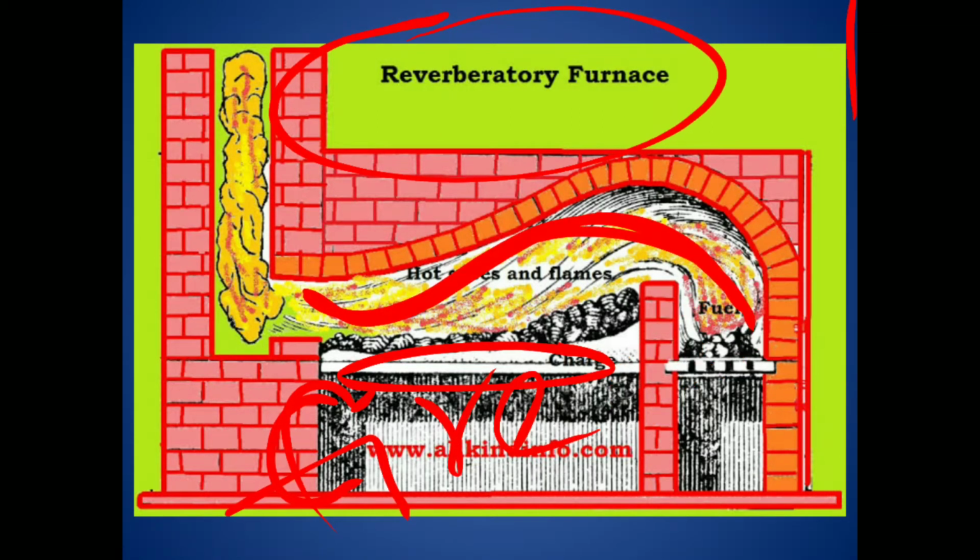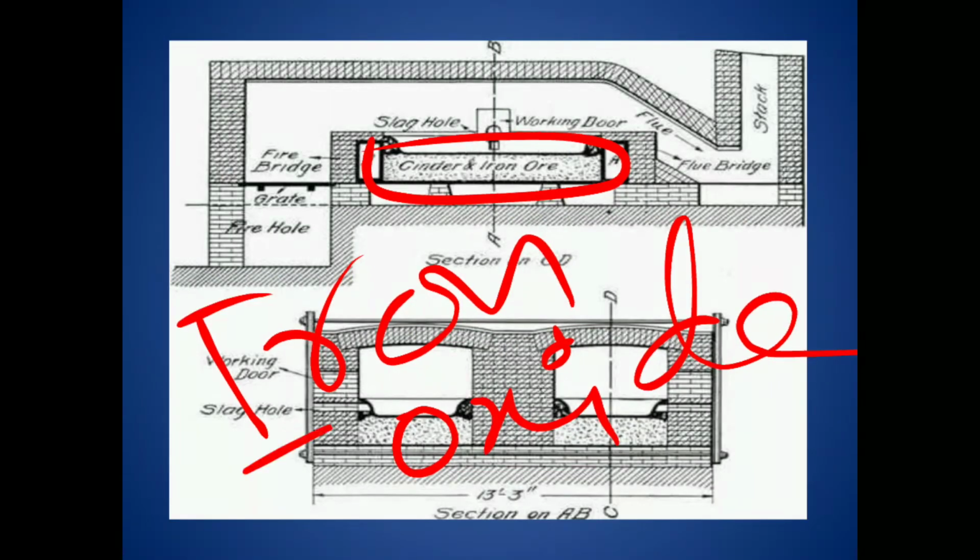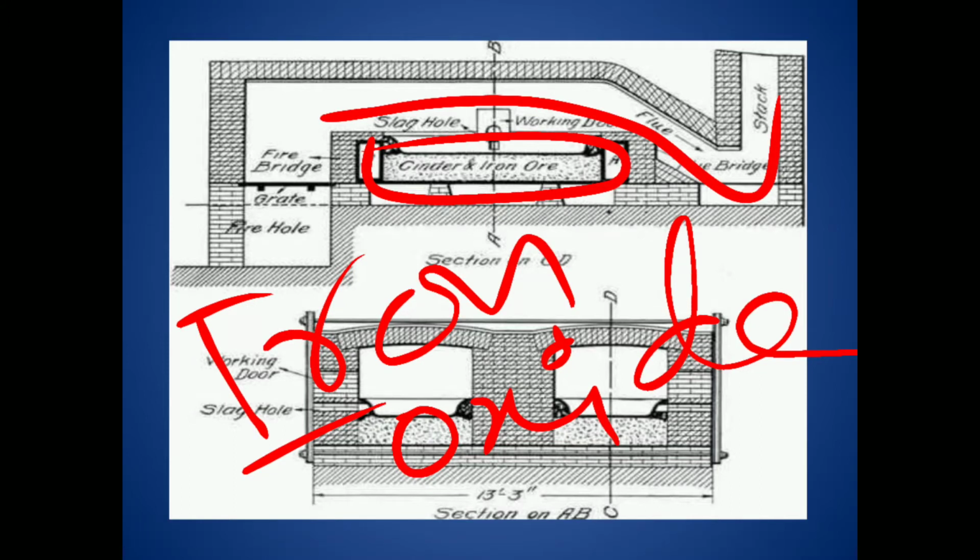See, the hearth is lined with iron oxide. This dome-shaped roof is lined with fire clay. It has a charging door to introduce the pig iron into the hearth.